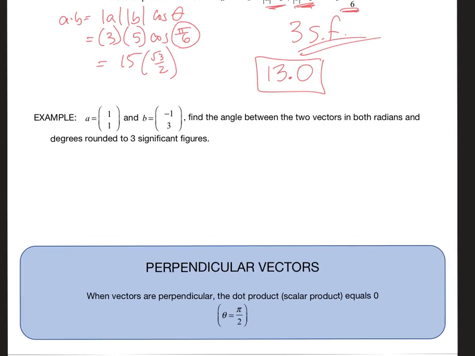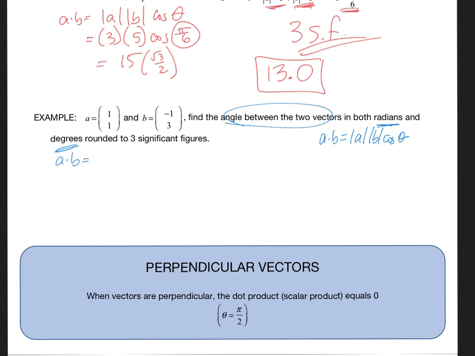All right, scooting this up and maybe making it slightly bigger. Here we go. They've given me these 2 vectors. It says find the angle between, in both radians and in degrees, rounded to 3 significant figures. If I'm going to want to find the angle, that means I need this formula. Let me plug in what I know. Oh, well, crap. I don't know any of that, do I? So let's come over here to the left and see if I can figure these things out.